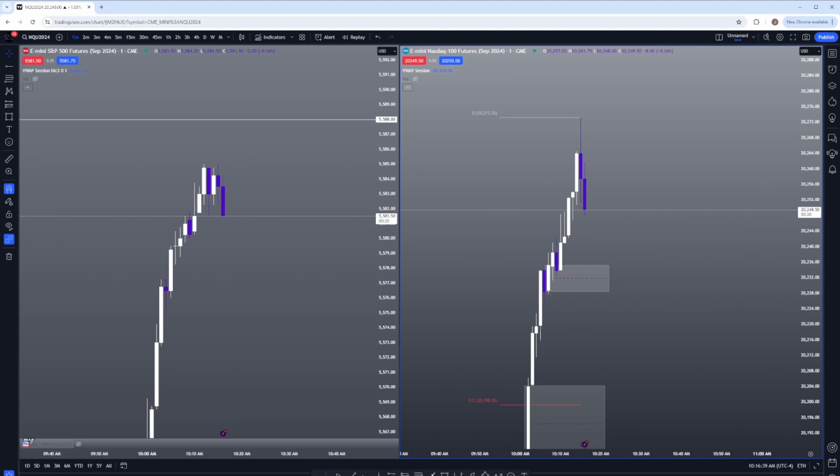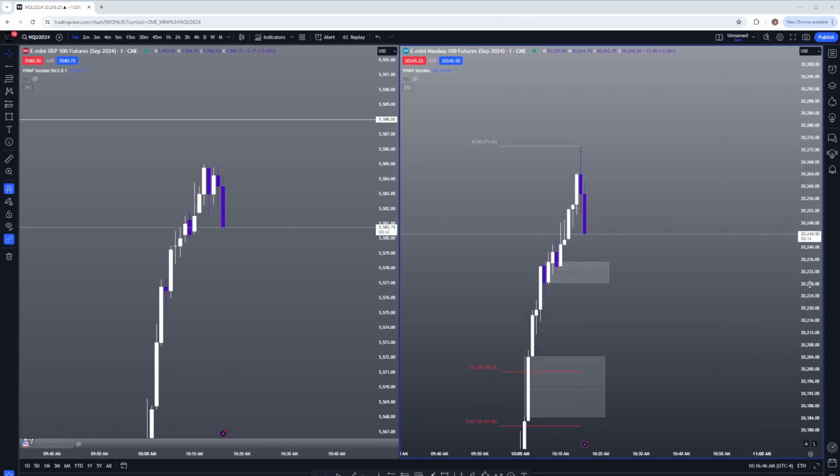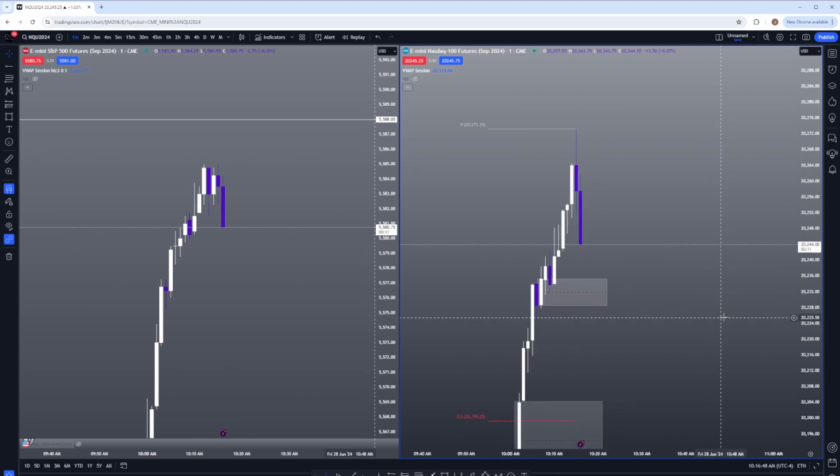No, I would not short this market at all. Unless I saw a real market structure shift back to the downside, I would not be shorting this. I would just wait for a pullback to get back in the longs.